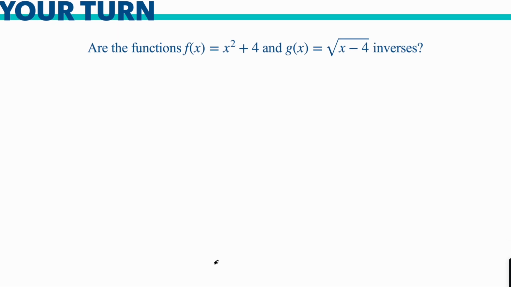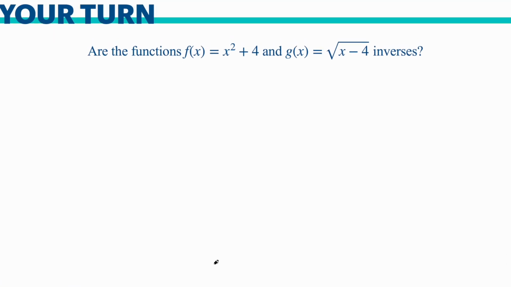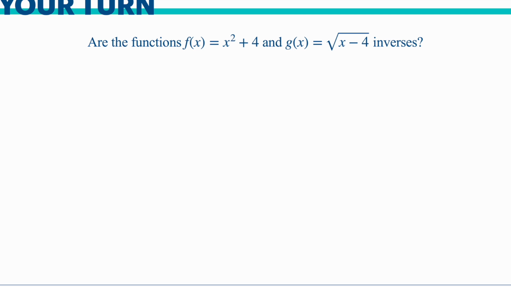So let's see if these two are inverses of each other. So we can do one of two things. We can actually find the inverses of each other, or we can do the composition and see if it works. And so let's attempt this. So the first thing I'm going to do is let's do f of g of x. So I'm going to take the entire function of g, which is x minus 4, and I'm going to plug it into f.